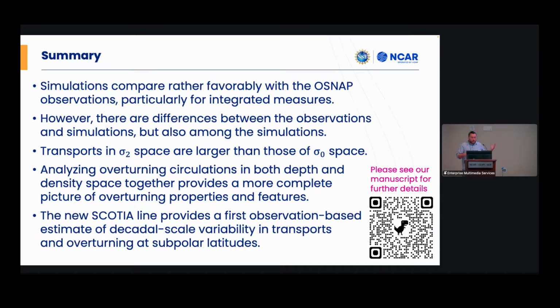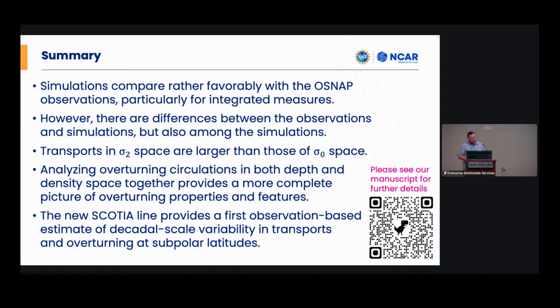particularly if you consider integrating measures like the stream function, because of the summation, they tend to agree better. I mean, as indicated, there is remaining difference between the observation and the model, and among the models themselves, especially when you consider the coarser resolution models.